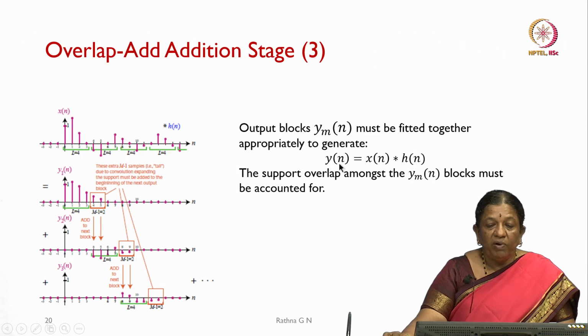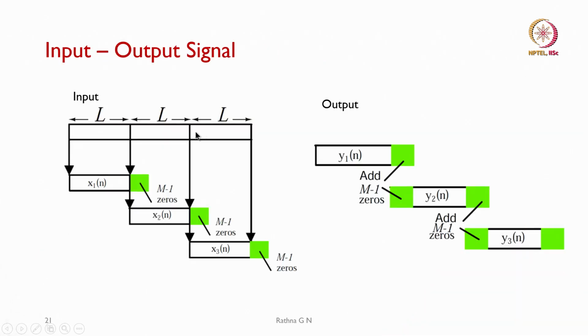So, we call y of n nothing but x of n convolved with h of n. So, the support overlap amongst y m blocks must be accounted for, that is what one has to keep in mind. So, how is this going to happen? This figure shows it, though I think it was a little small. So, you will be understanding the thing.